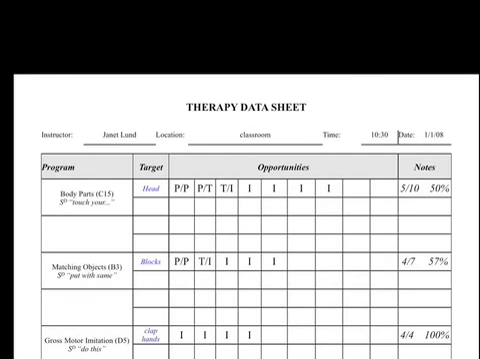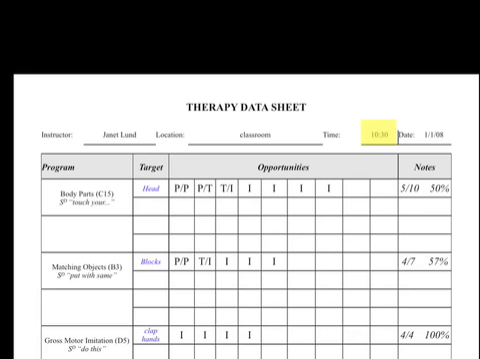What you'll see at the top of the sheet is a section for the instructor or teacher's name. Next, you'll see a space for the location of the session. This becomes important if some of the sessions are done in a school environment and some are done at home. You'll also see a section for recording the time of the session.